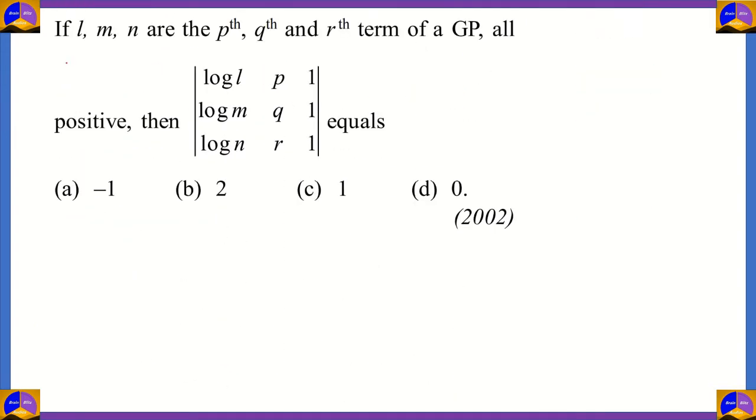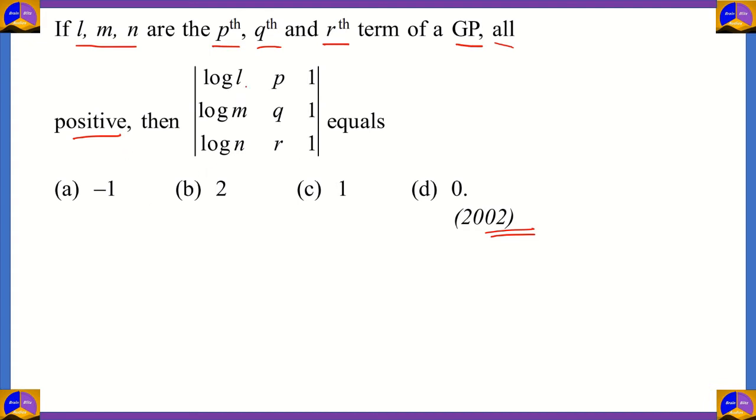This is the next question. If L, M, and N are the pth, qth, and rth term of a geometric progression, or GP, all of these terms are positive, then you need to find out the value of the determinant log L P 1, log M Q 1, and log N R 1. So the value of the determinant will be equal to. This question was again asked in 2002, and it's a very important question because it uses the concept of progression that we've studied in grade 11.